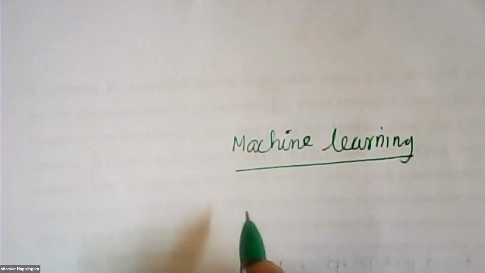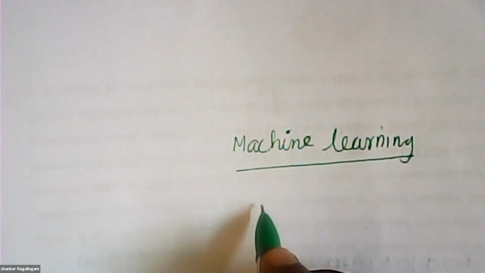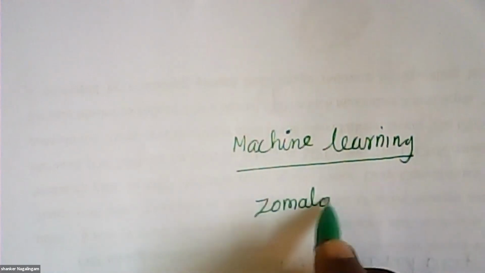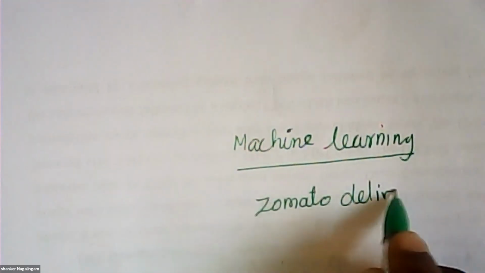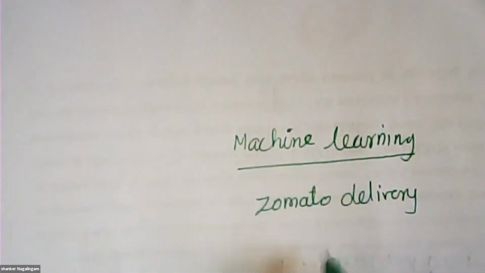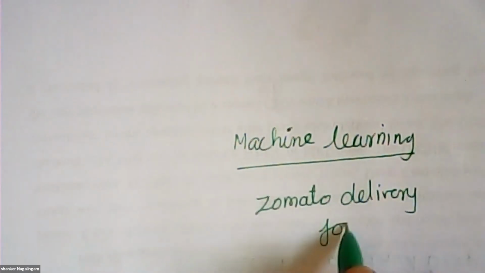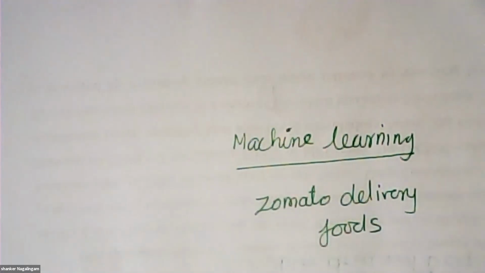Now, when I talk about machine learning, I'll take a scenario like this. I think everybody knows about the Swiggy delivery system. Zomato, Swiggy. Okay, we'll take the Zomato delivery system, the delivery of food items. Now, this is going to be our example.